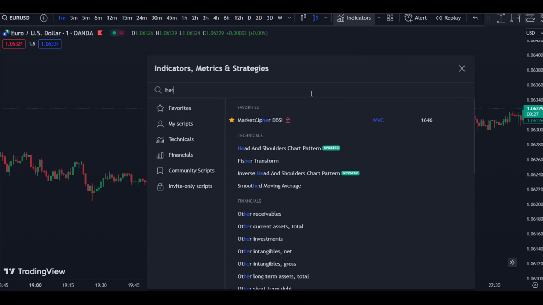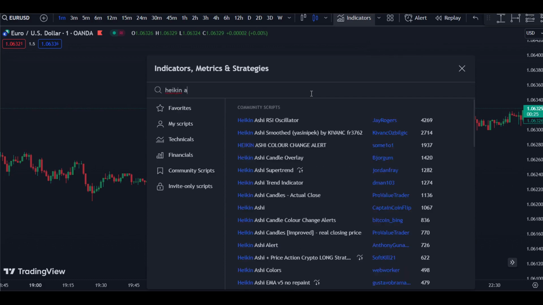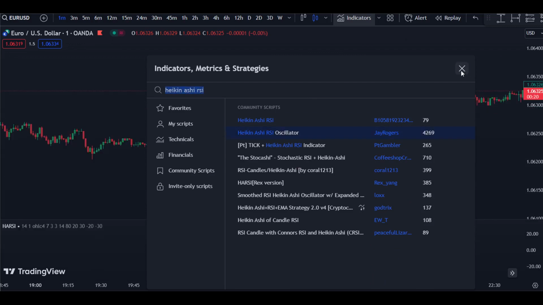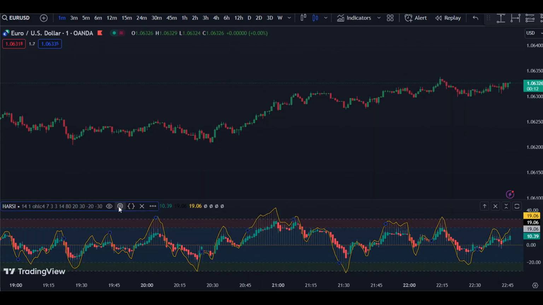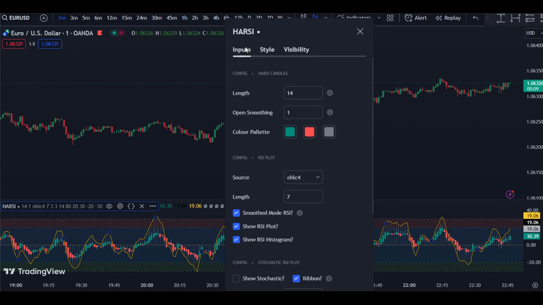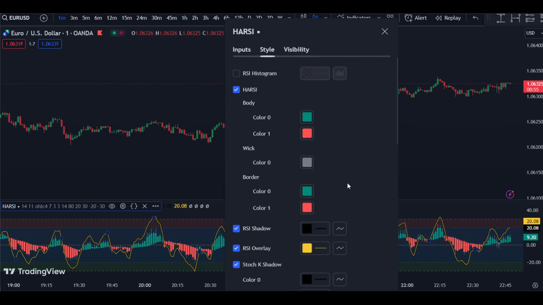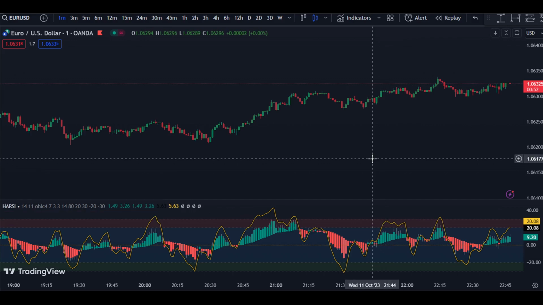So we're going to click on indicators and we're going to be using the Heikenach RSI, and it's going to be by J. Rogers. As for the settings, we're going to go down here, click on settings, and we're going to go to inputs. So for the open smoothing, we're going to change this to 11. For the style, we just uncheck the RSI histogram. You can change the colors to your preference, but I'm just going to leave it how it is.